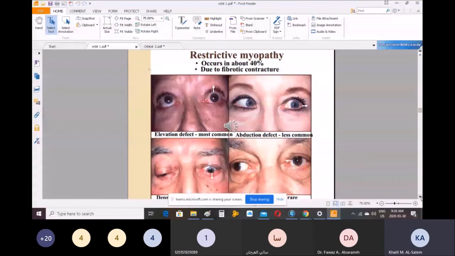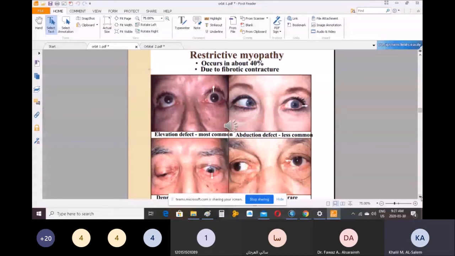Restrictive myopathies, as we have mentioned, you have to differentiate. What is the most common muscle affected in Graves' disease? Levator palpebrae superioris. Most common affected rectus muscle is the inferior rectus. So the inferior rectus becomes very restricted, very shortened. It doesn't relax, so it doesn't allow full movement of the superior rectus. It's very important also to bear in mind that the superior rectus is also affected. It's weak, and so it doesn't contract, nor does it relax adequately.